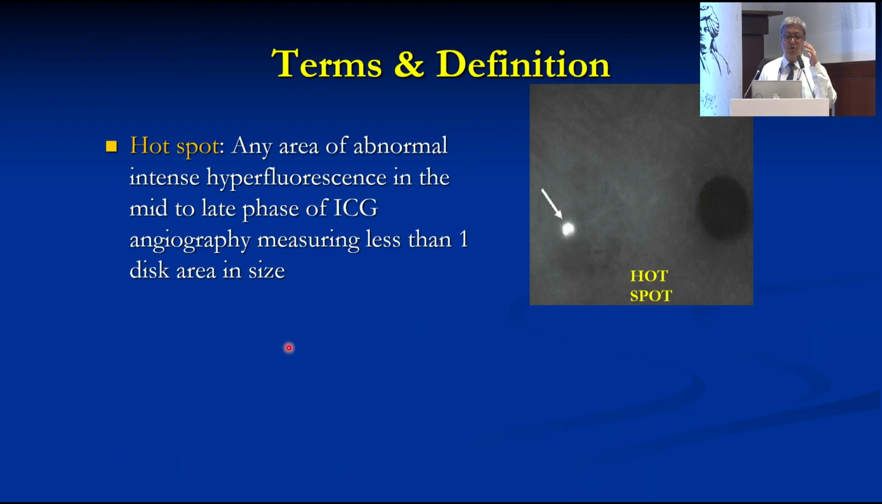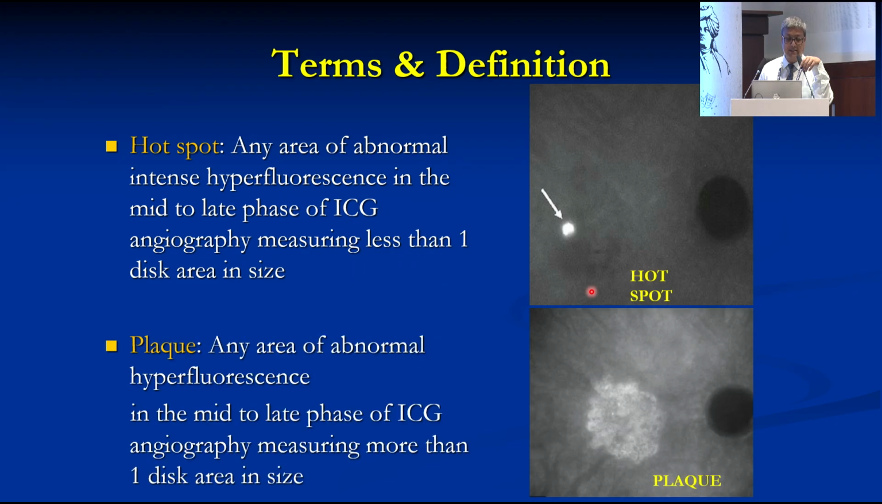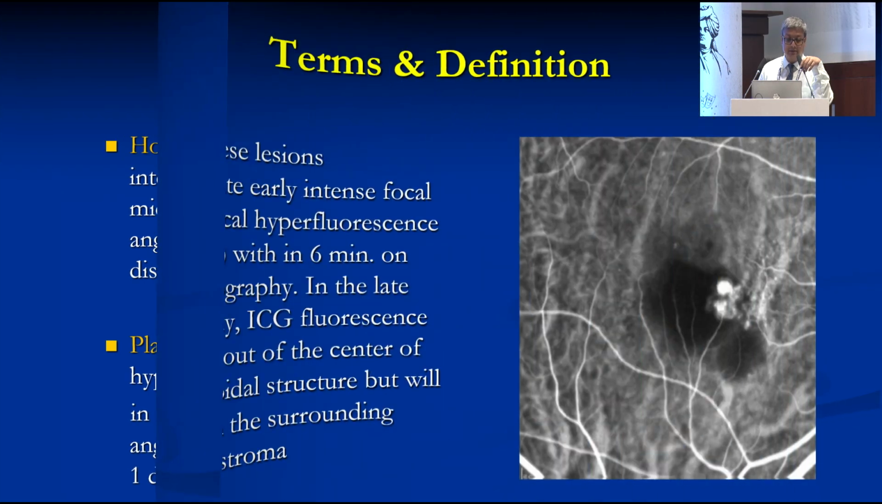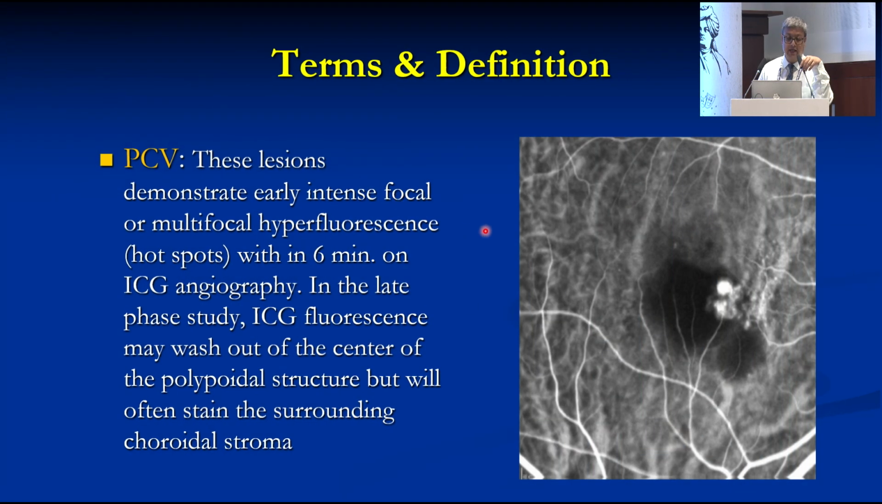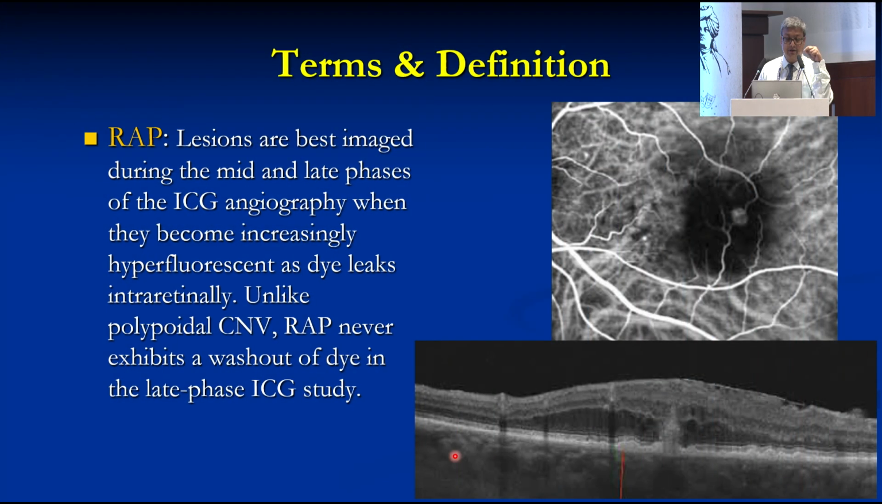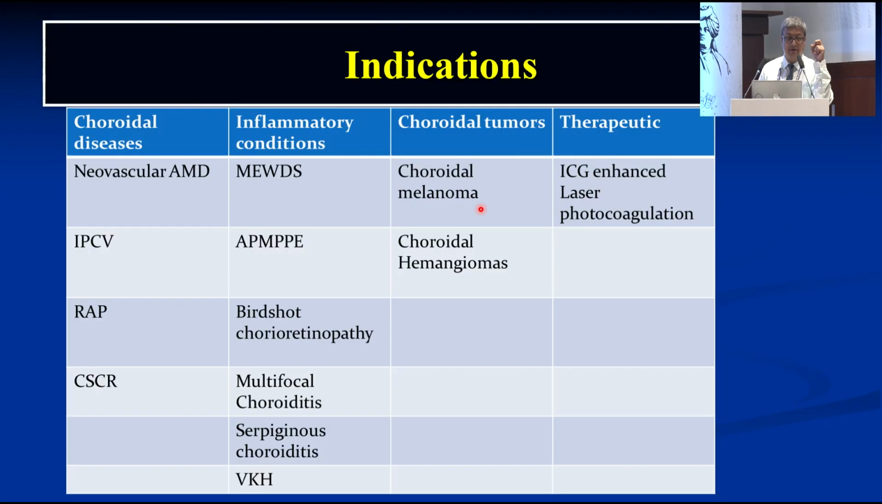Very important terms we should know: the hotspot. A hotspot is an area of abnormal intense fluorescence in the mid and late phase of ICG, but the size should be less than 1 disc diameter. A plaque is more than 1 disc diameter. The polyp demonstrates intense focal or multifocal spots within 6 minutes of ICG angiography, and this has to be treated. RAP is a single hotspot, not multiple, and the timing is the same, mid and late phase of ICG.